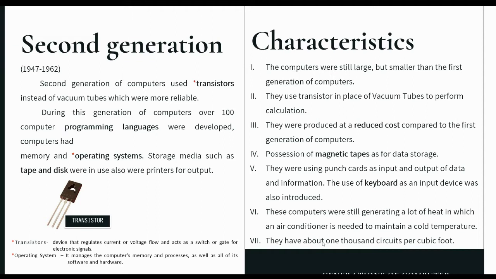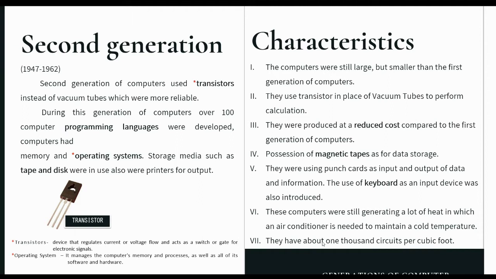The characteristics of second generation computers are: 1. The computers were still large, but smaller than the first generation of computers. 2. They used transistors in place of vacuum tubes to perform calculation. 3. They were produced at a reduced cost compared to the first generation of computers. 4. Possession of magnetic tapes for data storage. 5. They were using punch cards as input and output of data and information. The use of the keyboard as an input device was also introduced.